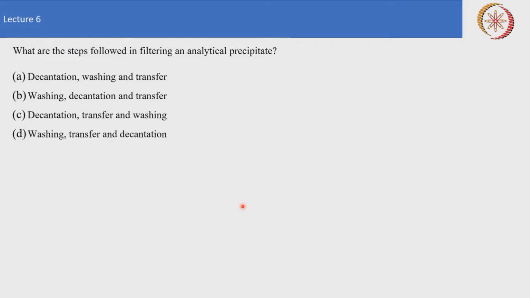So the question is, what are the steps followed in filtering and analyzing a precipitate? The first option is decantation, then washing, then transfer the sample. Second option, washing first, then decantation, and then transfer. And the third one, option C, is decantation, then transfer, then washing. And the fourth one is washing, then transfer, then decantation.